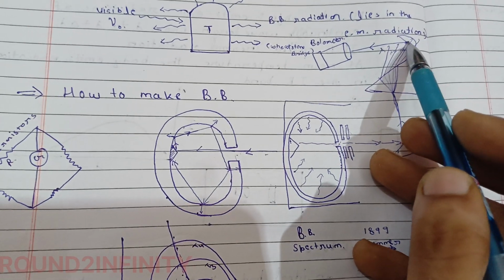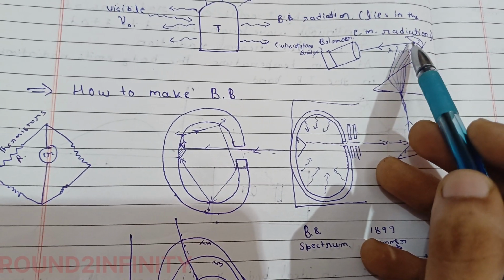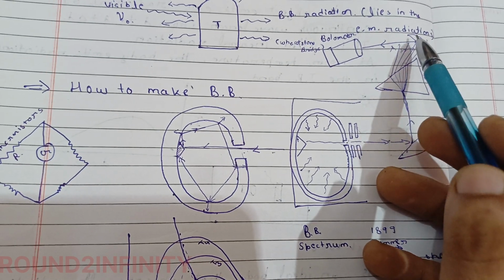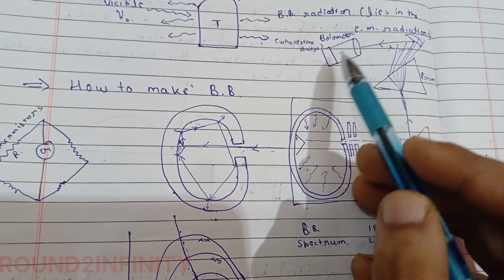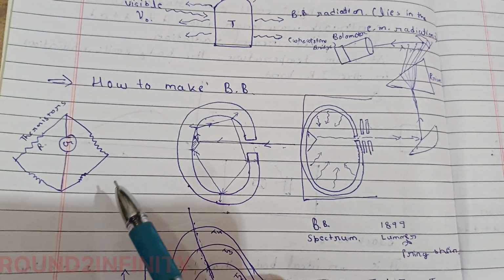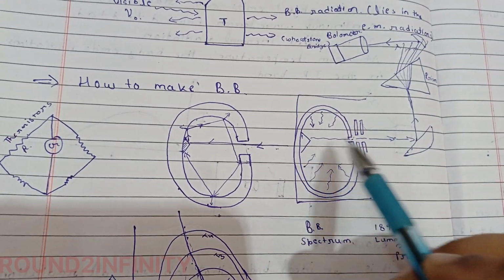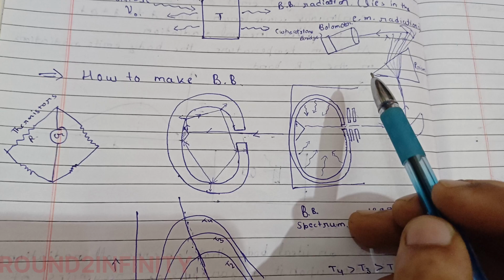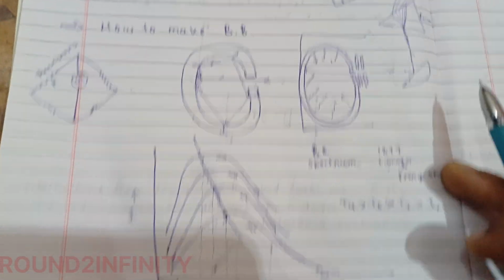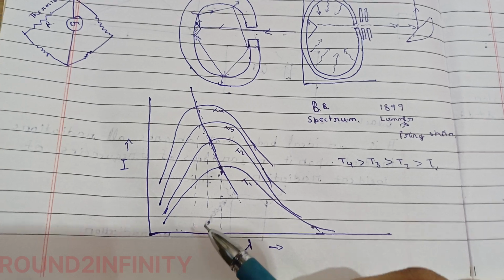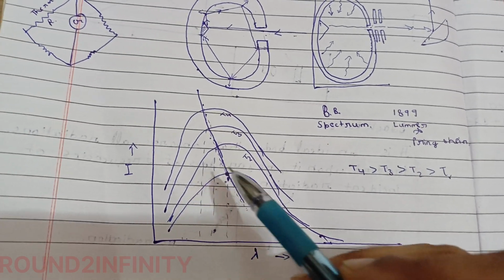Now again, by changing the orientation of this, we will get a different lambda, lambda 2, and after changing again we get another lambda, and we'll get different intensities here. That's how we can measure different intensities for different lambdas of this radiation. Then we plot all these observations in this graph, meaning for different lambdas we plot the different intensities. Then we will get this curve.